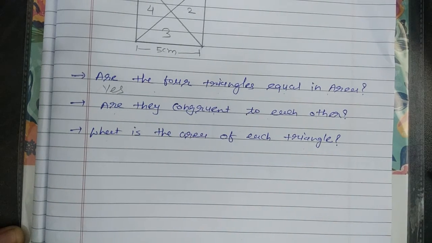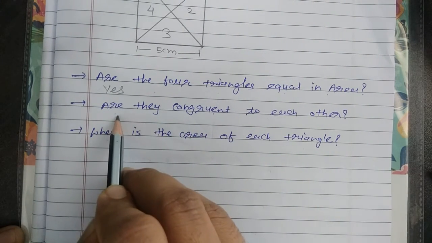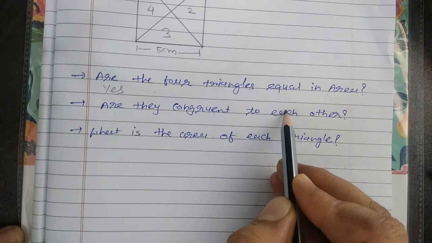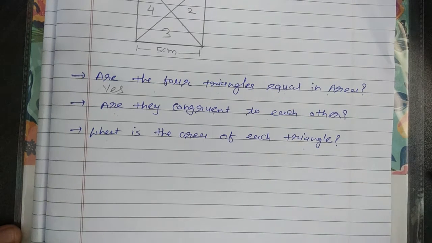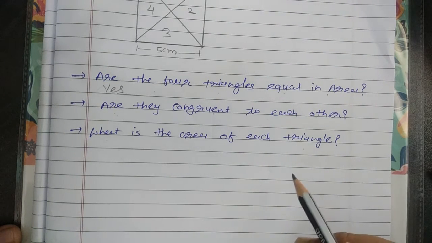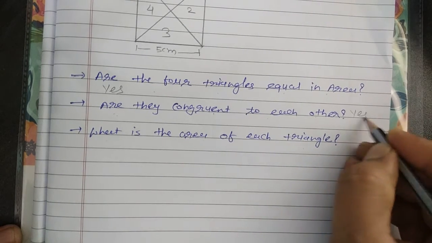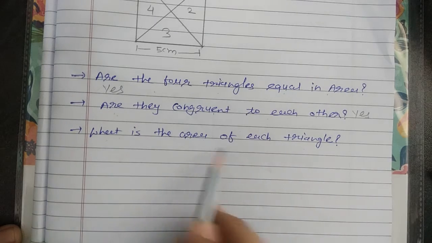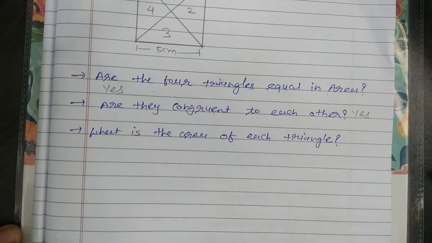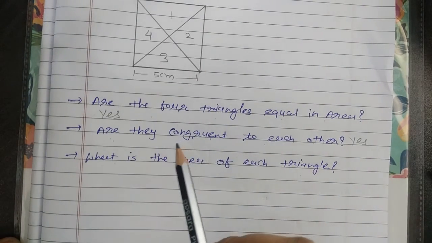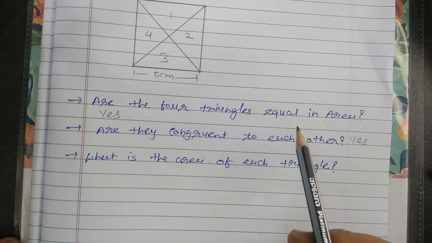So the answer will be yes. Next question, are they congruent to each other? As we know that these triangles have the same shape and same size, so they are congruent. So here we will write yes. And what is the area of each triangle? Here we can see that these 4 triangles have equal area.